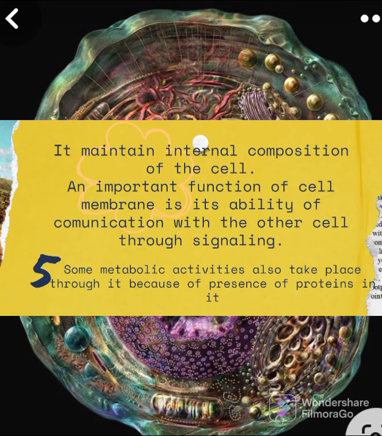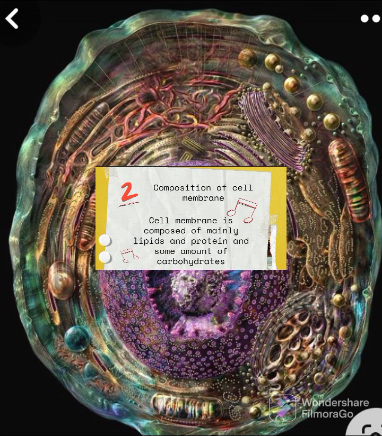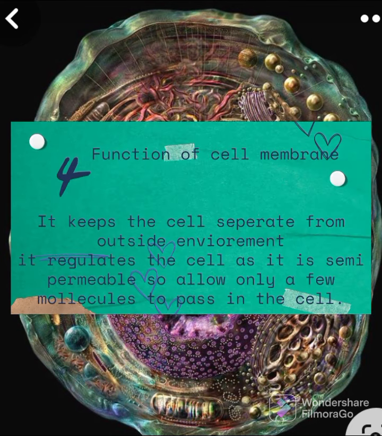Again, a cell membrane is thin, elastic, semi-permeable, meaning that it allows certain molecules to pass in. The composition of the cell membrane is lipids, proteins and some amounts of carbohydrates. The lipids are of two types which make the cell membrane, that are the phospholipids and the sterols, meaning the cholesterol.